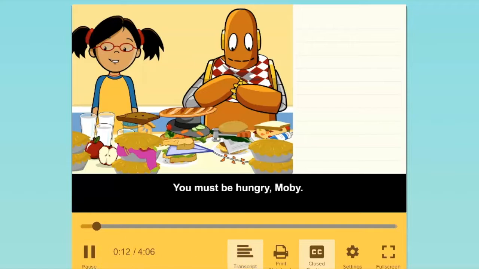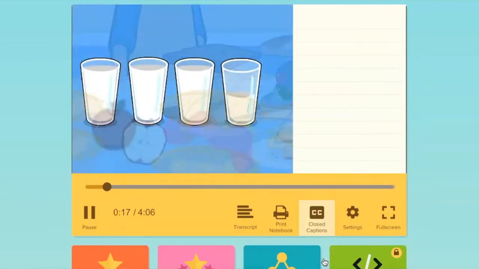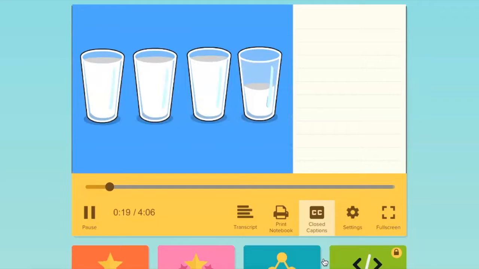You must be hungry, Moby. That's an enormous lunch. Are you really going to drink 3.5 glasses of milk?